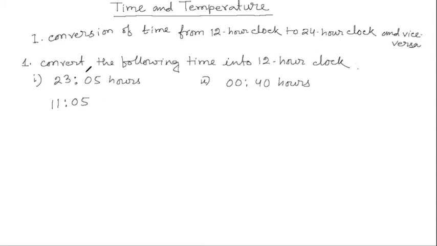And here we subtracted 12, that's why the time will be PM. So in 12-hour clock, it will be 11:05 PM. And the second number here, 00:40 hours. How we convert it into 12-hour clock? The hour is less than 12, so that's why we will add 12 here. The time will be 12:40 AM.